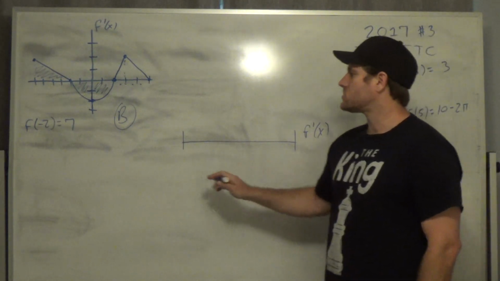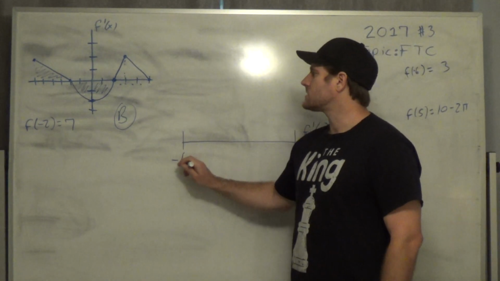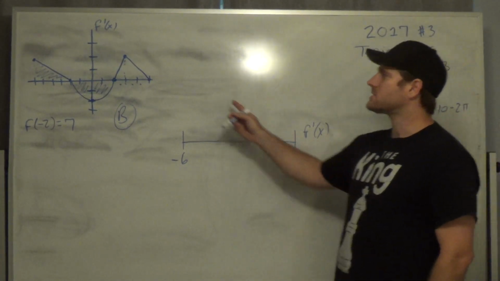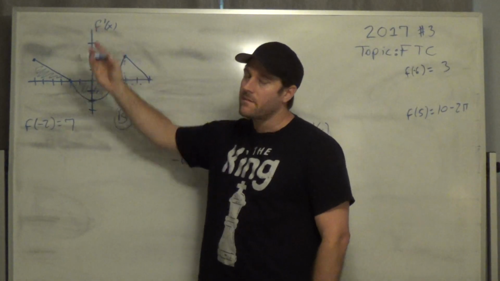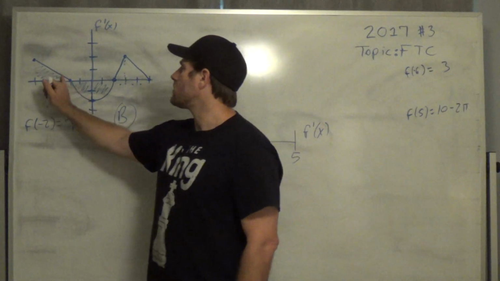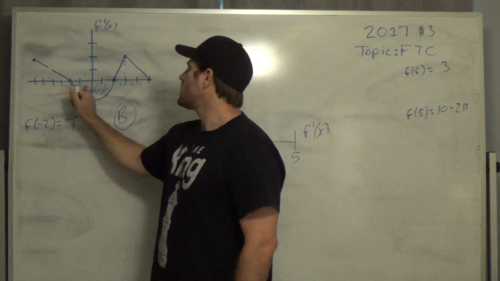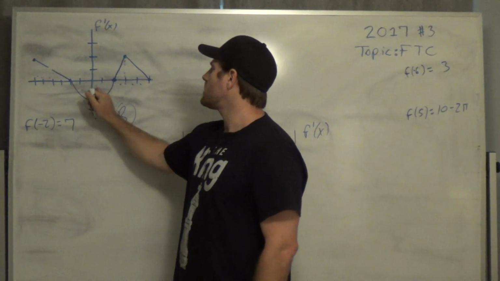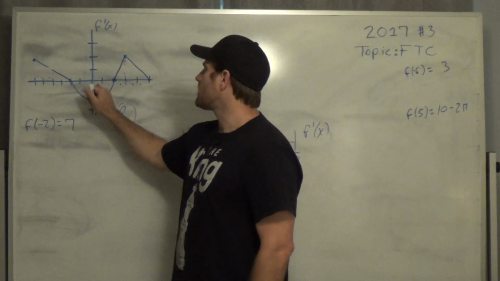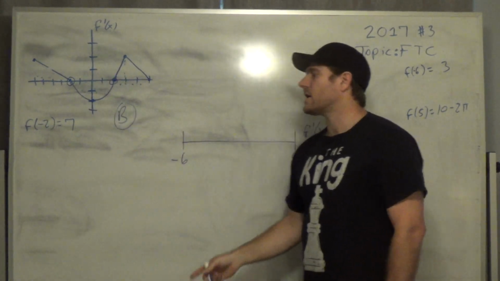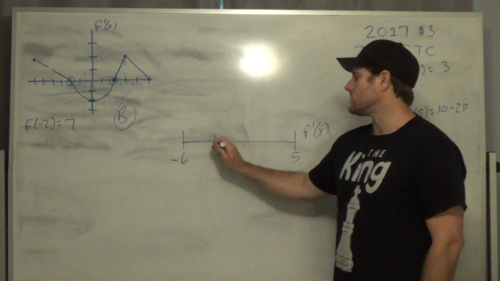So my sign chart will go from -6 all the way to 5. And we want a sign chart of f prime x, and what graph do we have? F prime x. So what goes on a sign chart? Well, we need to find out where things are equal to 0. So when is f prime x equal to 0? Well, it's only equal to 0 here and here. It's also equal to 0 there. It's already on our sign chart, so we're not going to have to write it again.